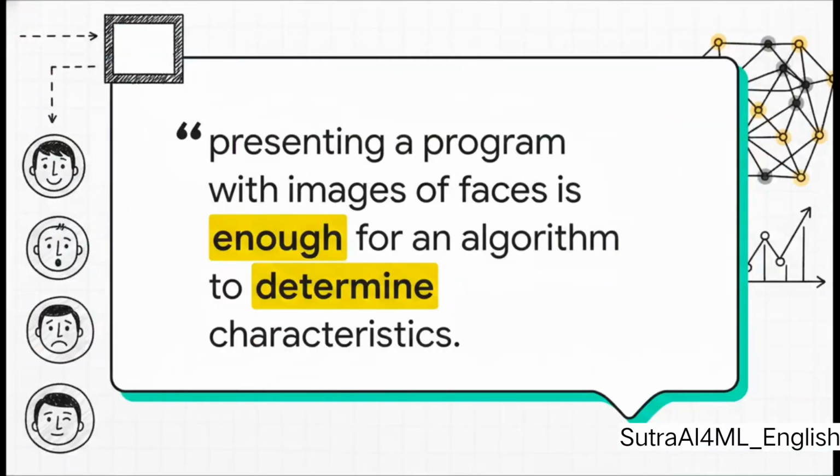A perfect example is face detection. For years, programmers tried so hard to write the rules for what a face looks like. A face has two eyes, a nose in the middle, a mouth below that. But these rules failed all the time because of different lighting, weird angles, glasses, beards, you name it. It was a total mess. With machine learning, we just show the algorithm thousands and thousands of pictures that we've labeled face, and it figures out all those subtle, complex patterns on its own. It's a complete game changer.